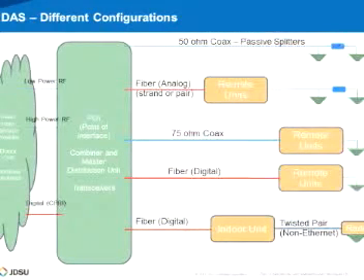And not to leave out, one of the other aspects is that we're also seeing that twisted pairs, Cat5, Cat6 type cables can also be used as part of these DAS configurations.